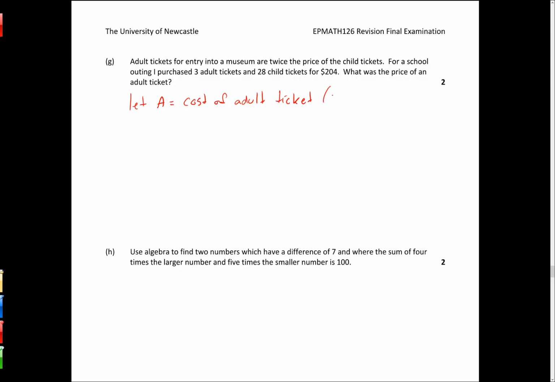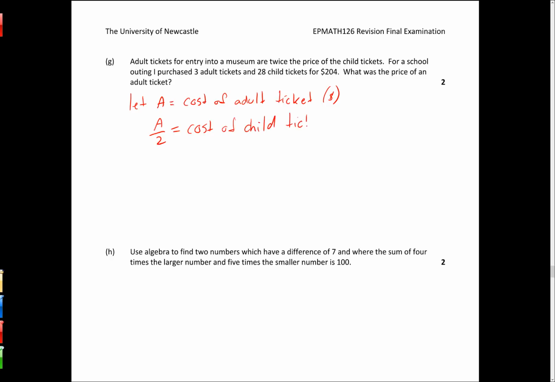And it's in dollars. Now what I'm going to do is, if the adult tickets are twice the price of the child tickets, I know that if a is the cost of the adult ticket, a on 2 must be the cost of the child ticket, half price.